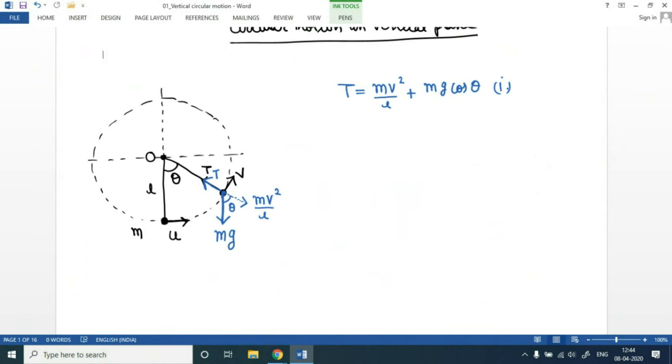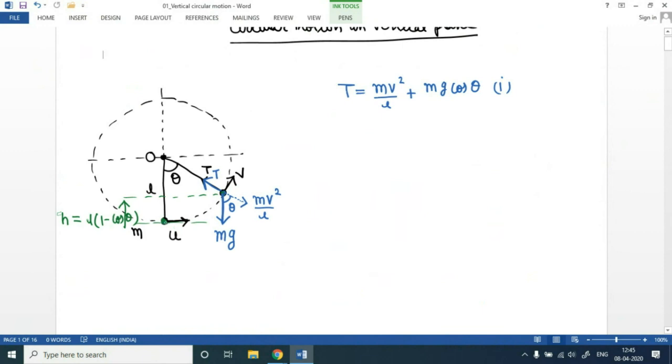So another equation we will find using the energetics of this situation. The initial position of this particle is here and the final position is here. So it has moved from this level to this level, and the height it has ascended we can simply write as h equal to L into 1 minus cos theta. This is the height ascended by this particle.